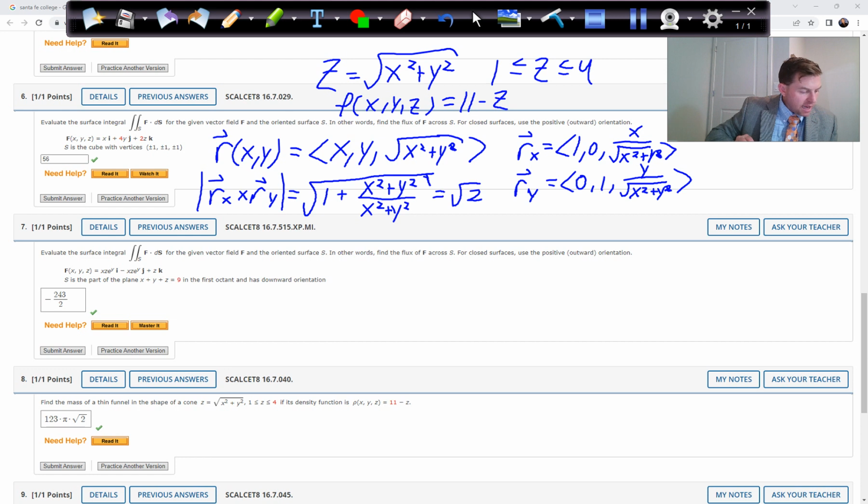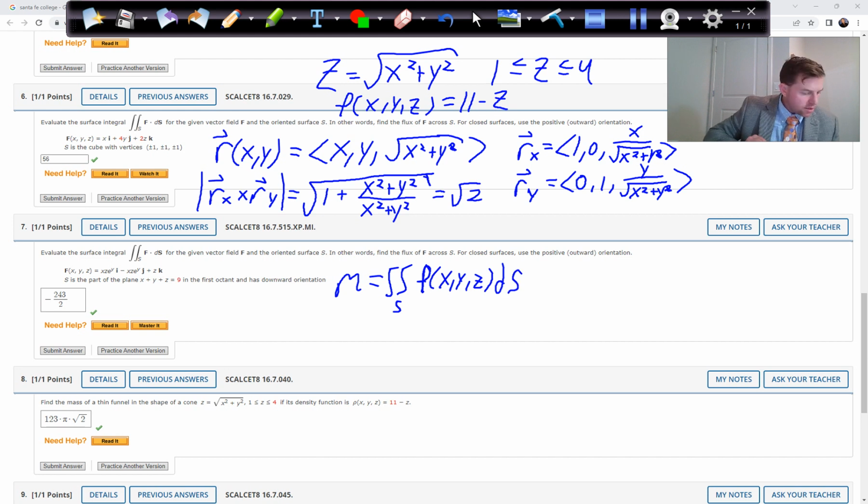Then we just need the mass equation. The mass equation is a double integral over the surface of our function with respect to x, y, z times the density function. So it's going to be, oh no, this is the density function. So the mass is just the double integral of the density function with respect to dS.